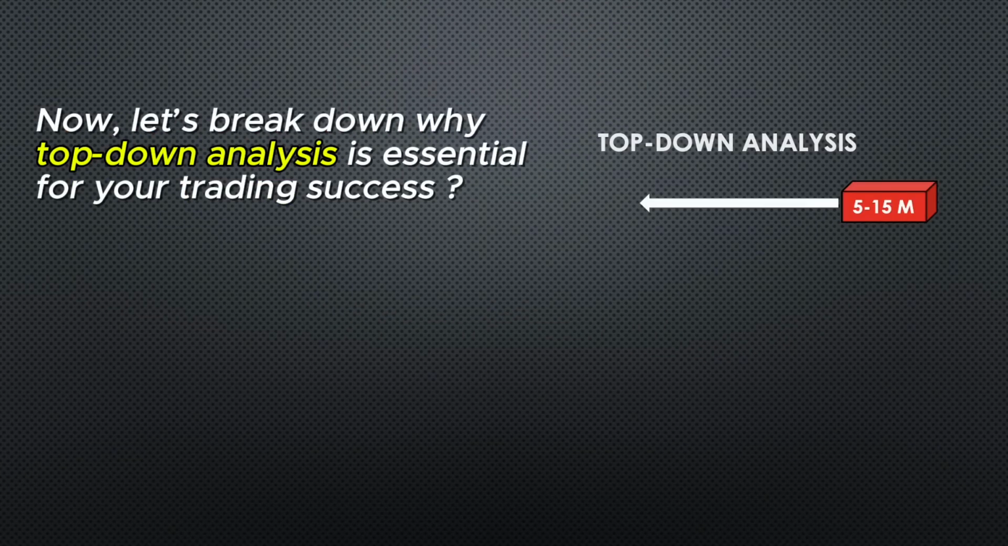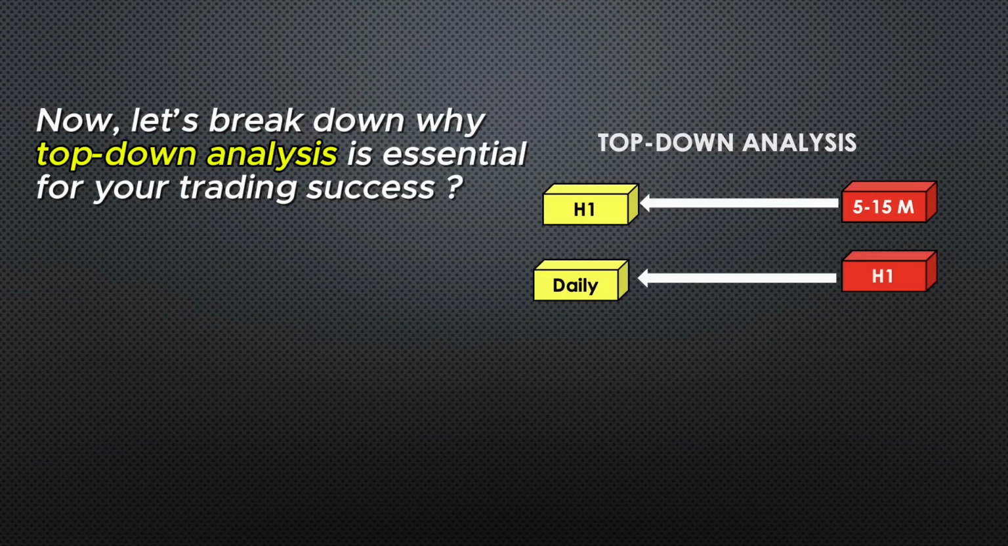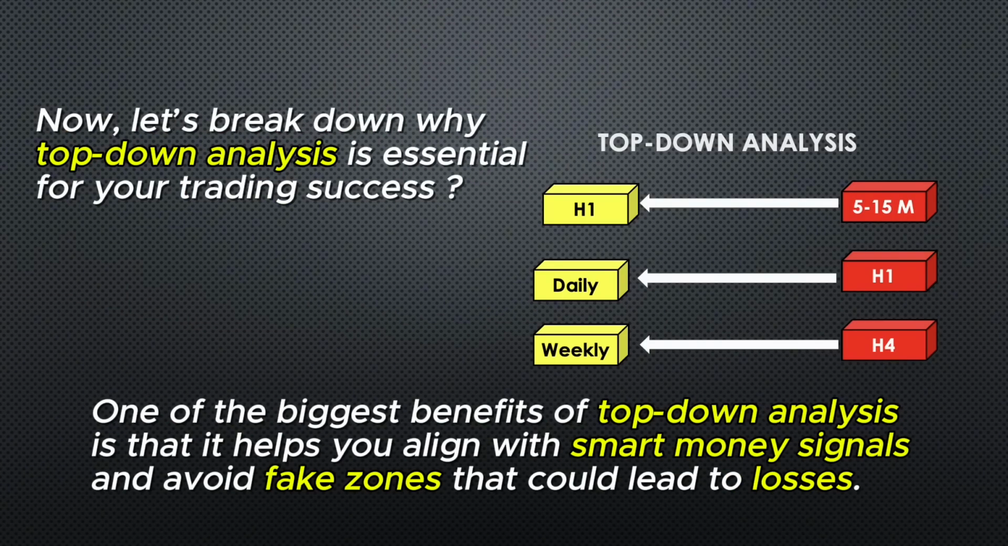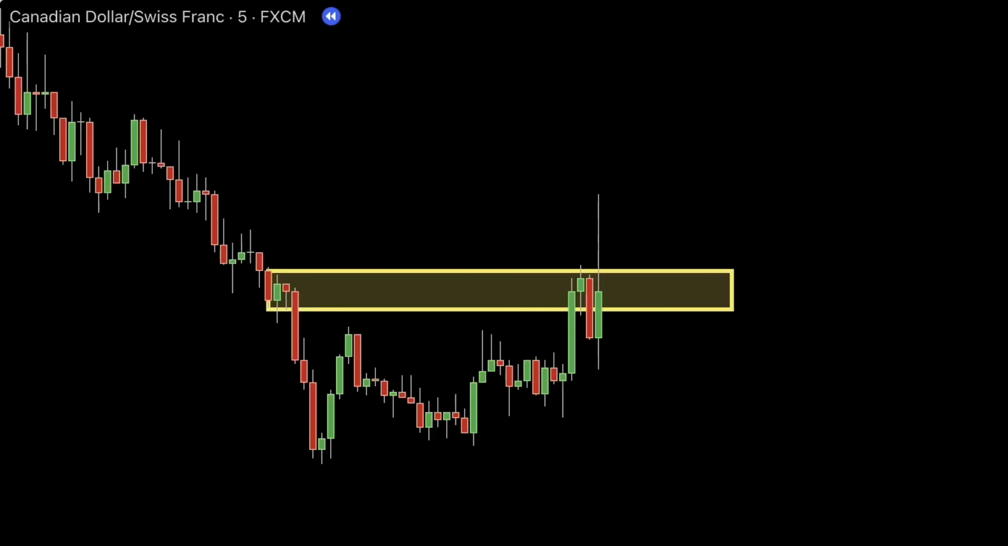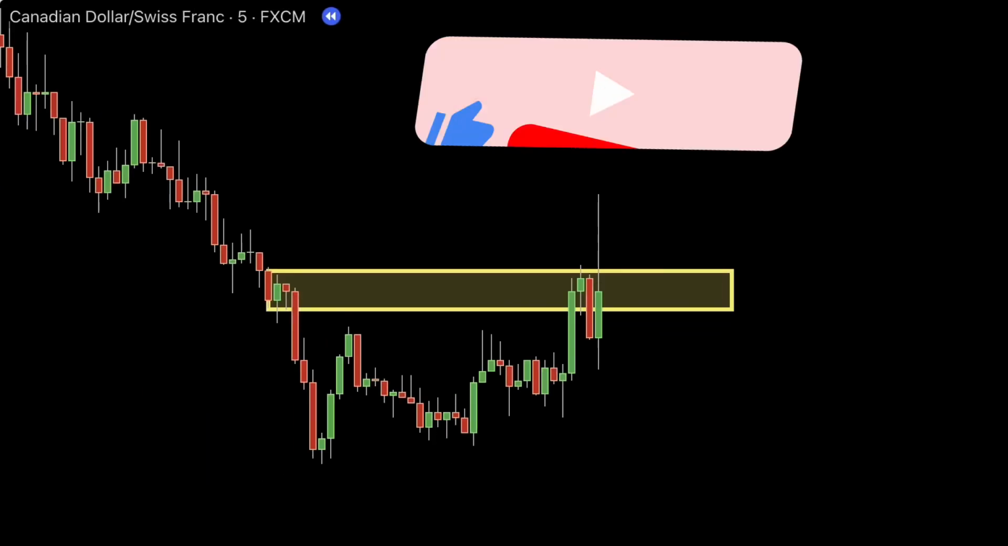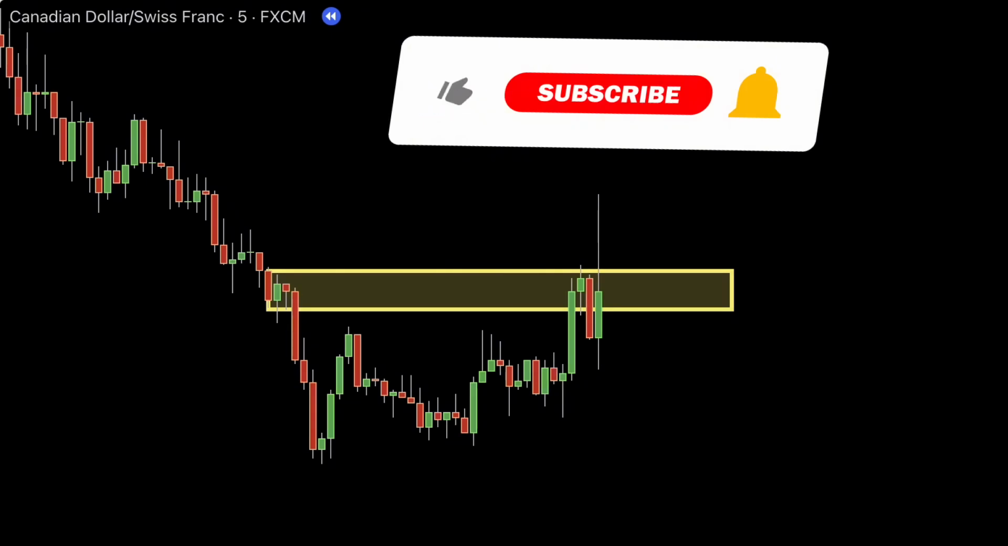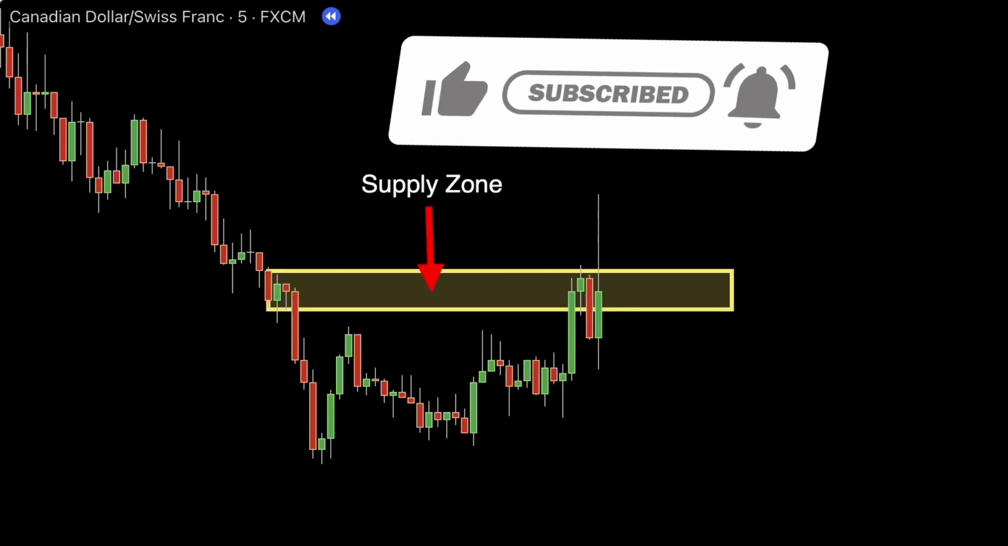Top-down analysis serves as a fundamental framework for identifying signals from institutional investors, often referred to as smart money. By leveraging this analytical approach, traders can effectively avoid deceptive setups, thereby making more informed trading decisions. This technique significantly enhances a trader's capability to accurately interpret prevailing market trends.